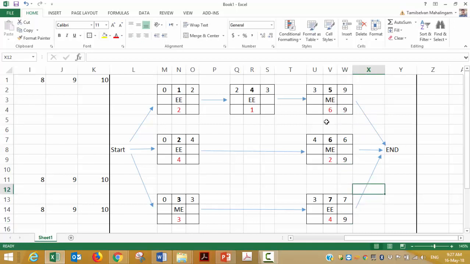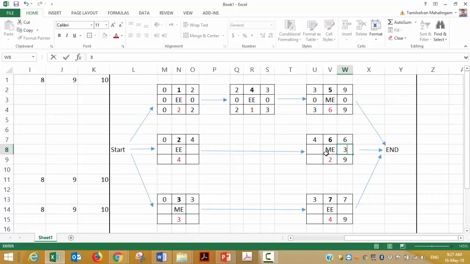So 9 minus 6 will be 3. So bring the 3 here. 3 minus 1 will be 2. Bring the 2 here. 2 minus 2 will be 0. So 0, 0, 0, 0, 0, 0. So this will be your critical path. But again, for this question, it really doesn't matter.